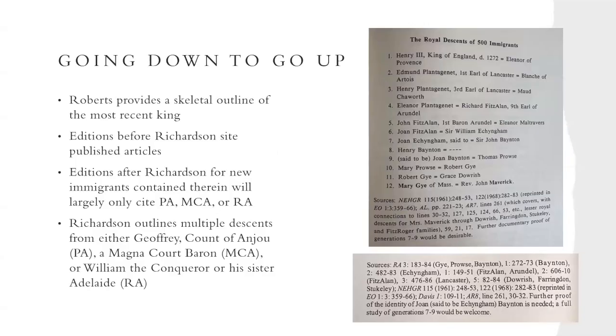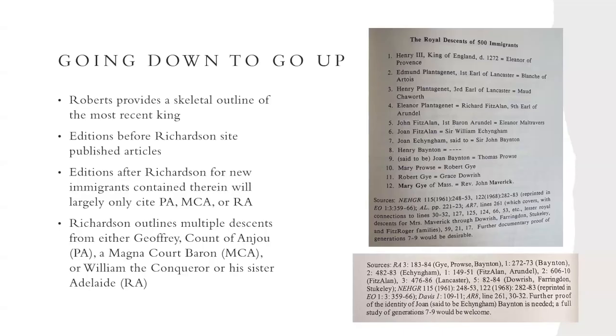Now, the whole process of finding the line for these spouses essentially involves going down to go up. Gary Roberts provides a skeletal outline of the most recent king. For Douglas Richardson's works, Plantagenet Ancestry shows the multiple descents from Geoffrey, Count of Anjou, the father of King Henry II, but also through Geoffrey's own bastards. Magna Carta Ancestry shows descents from Magna Carta barons, and then royal ancestry to descents from William the Conqueror and his sister Adelaide of Normandy.